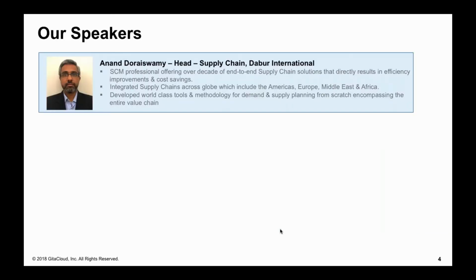Okay, we have a great panel for you today. It's my pleasure to welcome Anand Doraiswamy from Dabur International. Dabur International supply chain caters to more than 100 countries with more than 1,000 products. Anand is head of supply chain for Dabur International. He is based in Dubai.